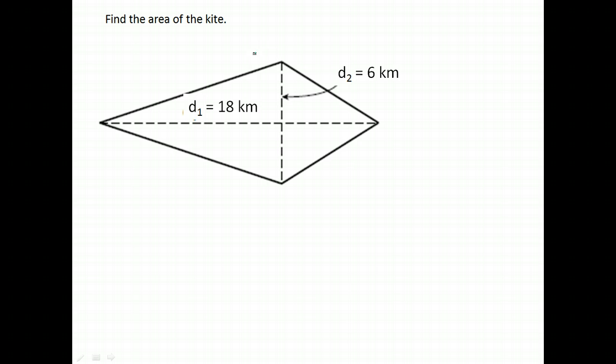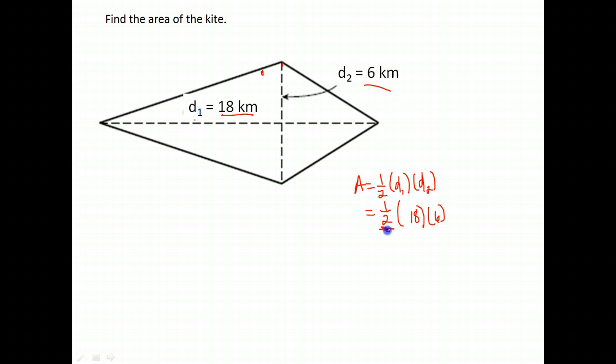Okay, we are told that the length of diagonal 1 is 18 kilometers. The length of diagonal 2 is 6 kilometers. We know the formula because we just wrote that down. Is 1/2 times diagonal 1 times diagonal 2. Now here they gave us all the information we need. They gave us both diagonals. So we're doing 1/2 times 18 times 6.